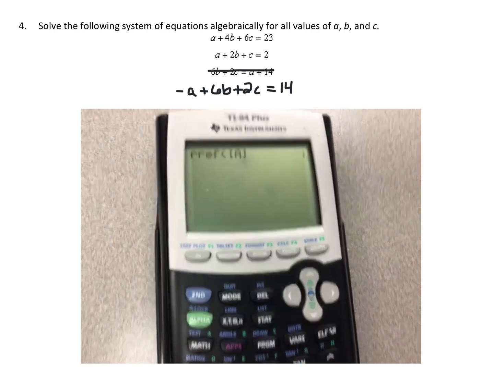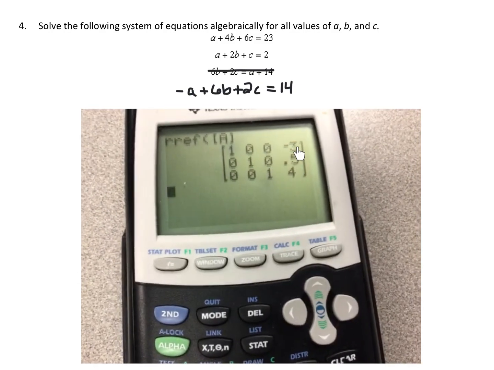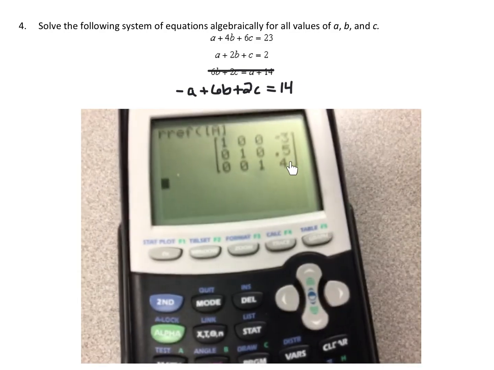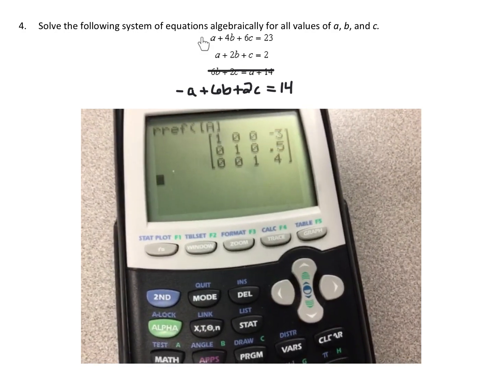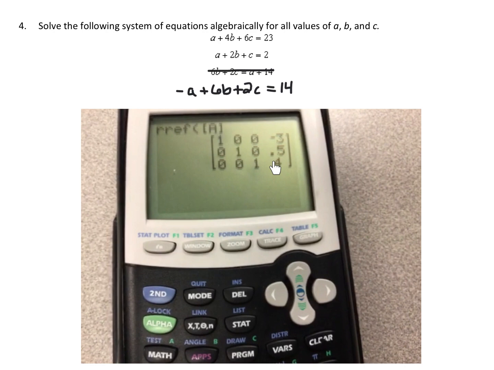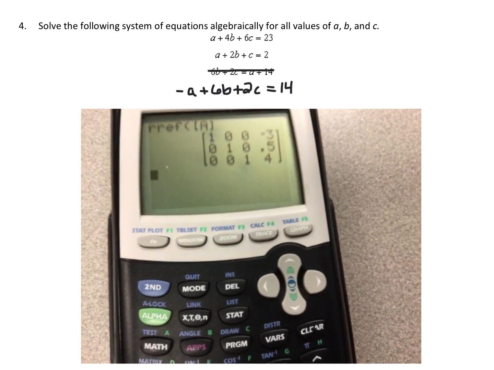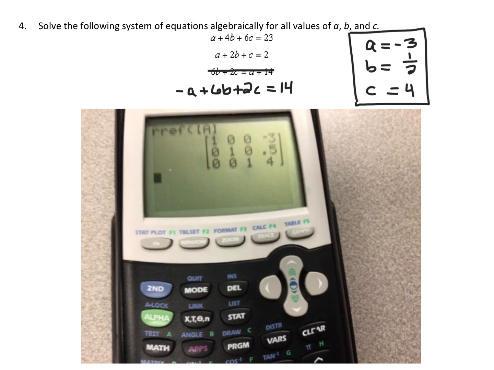And when you hit enter, these are our answers. Negative 3, 0.5 or 1/2, and 4. It goes right in order. See how we have A, B, C? A is negative 3, B is 1/2, and C is 4. Okay, so I just copied these right from the screen and I put them on my paper. That way, as I do the problem, I know if I'm on the right track or not.